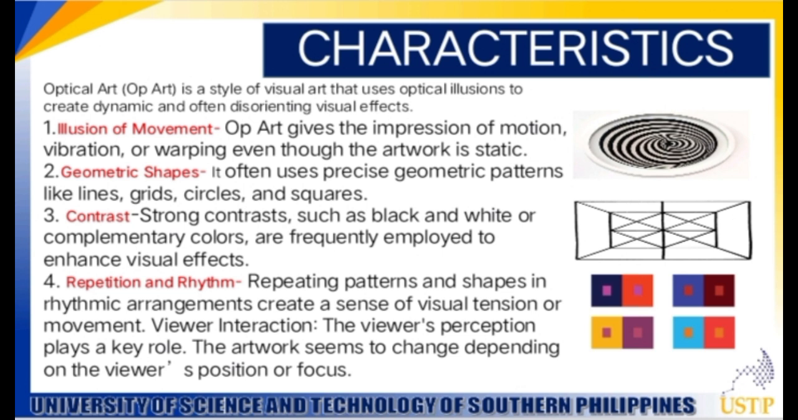And the second one is geometric shapes. It often uses precise geometric patterns like lines, grids, circles, and squares. So again, geometric shapes in optical art are used to create precise patterns and structures that enhance visual illusions such as movement and depth.